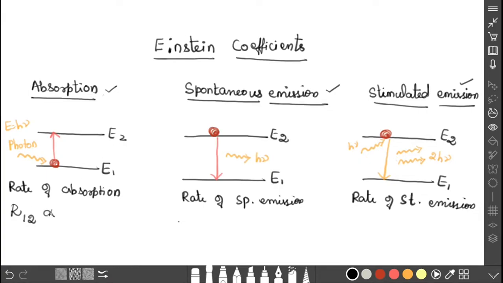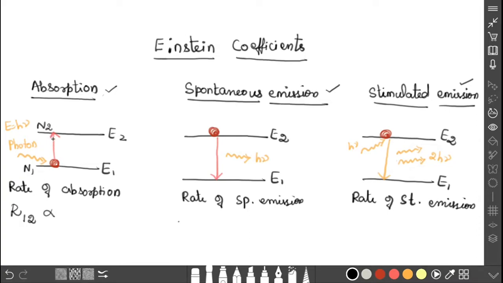Before that, let me explain one more thing, that is N1 and N2. N1 is the number of atoms in the ground state and N2 is the number of atoms in the excited state. So it depends on the number of atoms. That is what is represented as population. The population explains the number of atoms in the different energy states.